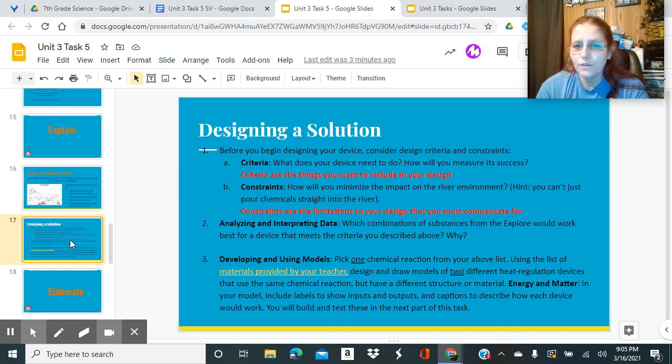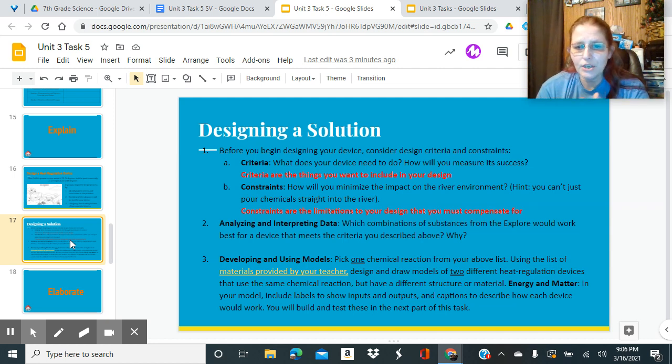All right, so designing a solution. Before you begin designing your device, first thing you got to do, we know what the problem is. You have to come up with your criteria and constraints. Remember, your criteria are the things that you want to include in your design. What does your device need to do? How is it going to measure success? How do you know that it has completed the job? How has it fixed the problem?